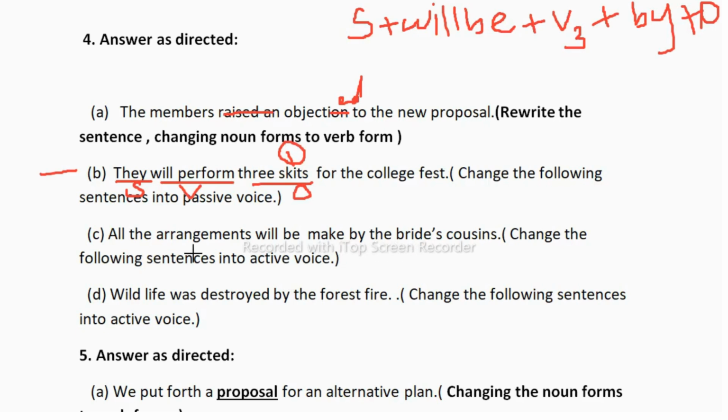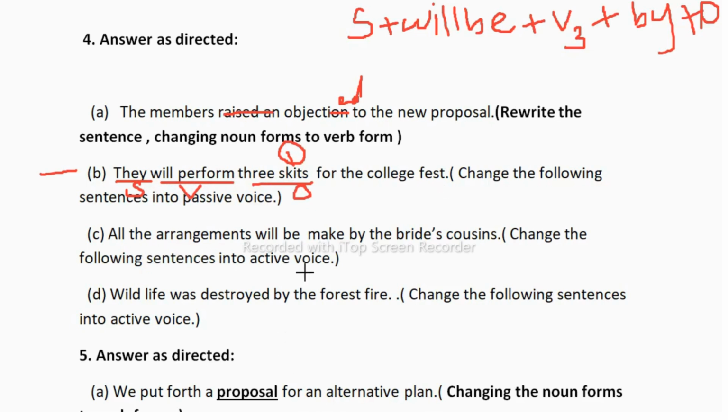So the object is, now here I forgot to say, 3 skits will be performed by them. First we have to write this: for the college fest 3 skits will be performed by them, or we can write like this also, 3 skits will be performed by them for the college fest.